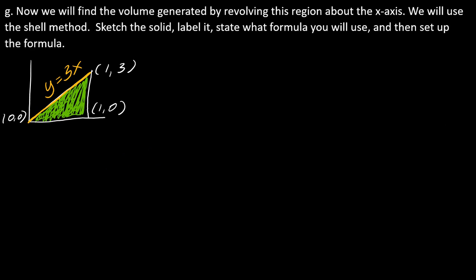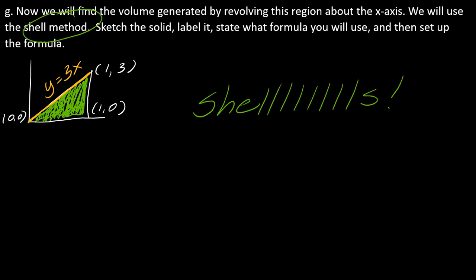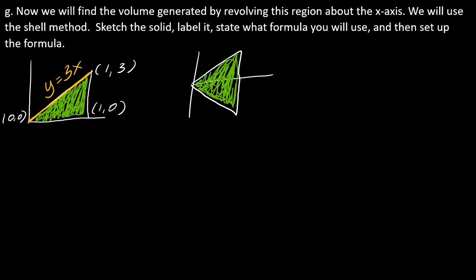Now we're going to talk about the shell method. So we're going to redo everything with the shell method. Good times. Okay, so now we're going to rotate this about the x-axis, but since it's now the shell method, when I rotate about the x-axis, things are going to change, right? So it's shells, and first I do want to get that rotation. So there's my solid in this case.